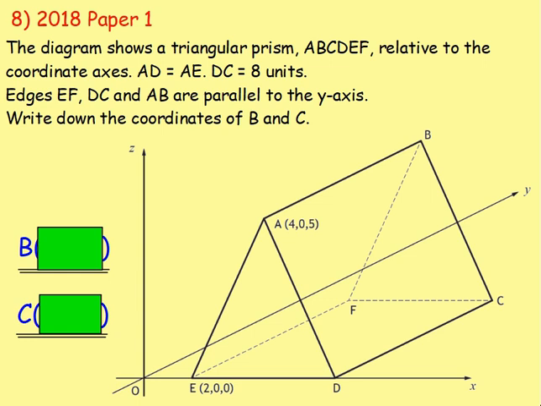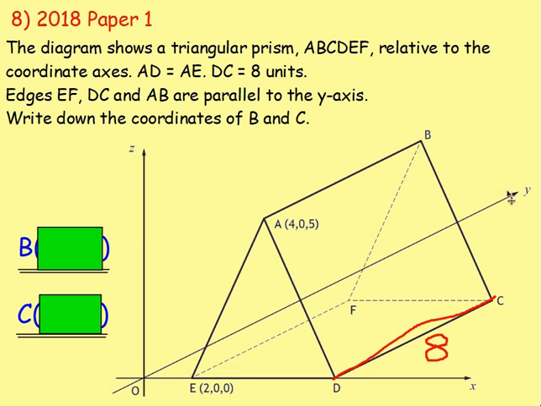The diagram shows a triangular prism A, B, C, D, E, F relative to the coordinate axes. The length of AD and the length of AE are equal, so that length is the same as that length. It tells us the length of DC, from D to C, is 8 units. So we can write that on: 8 units going from D to C, front of it to the back of it. Edges EF, DC and AB are all parallel to the y-axis.